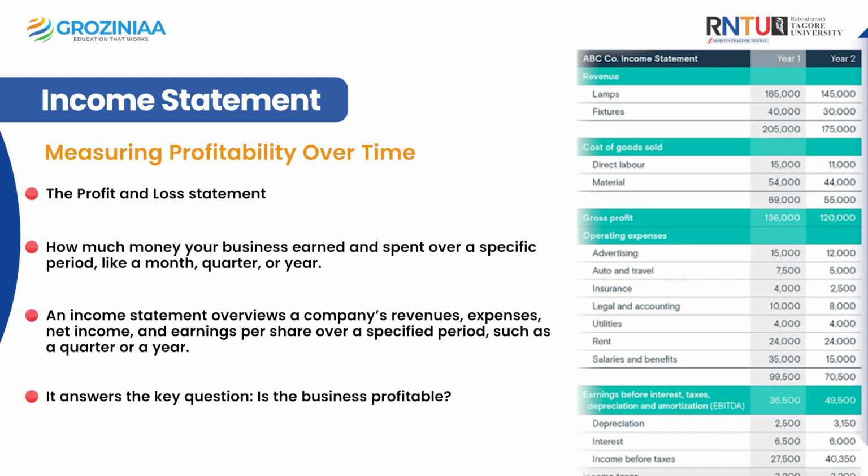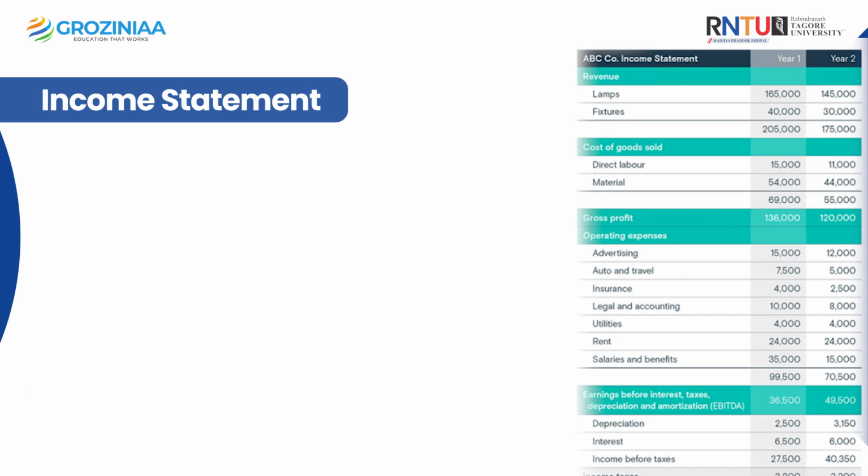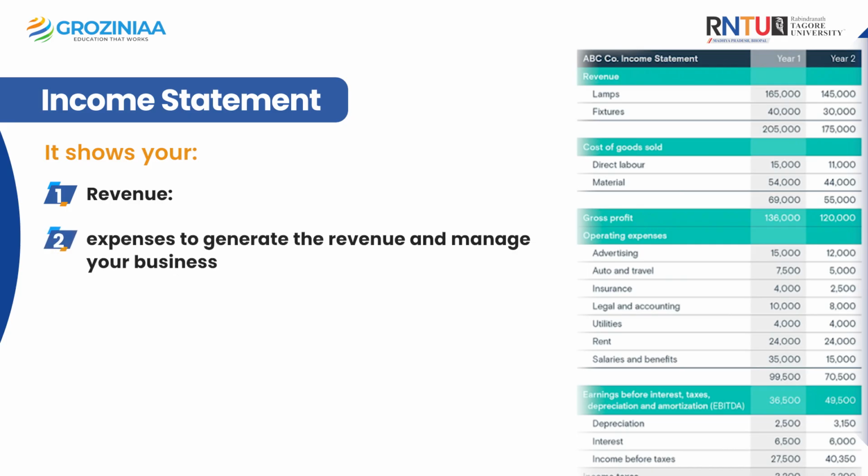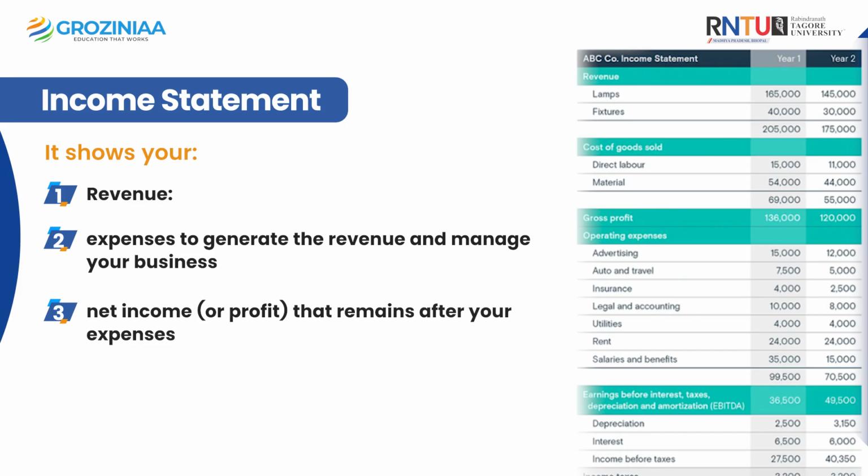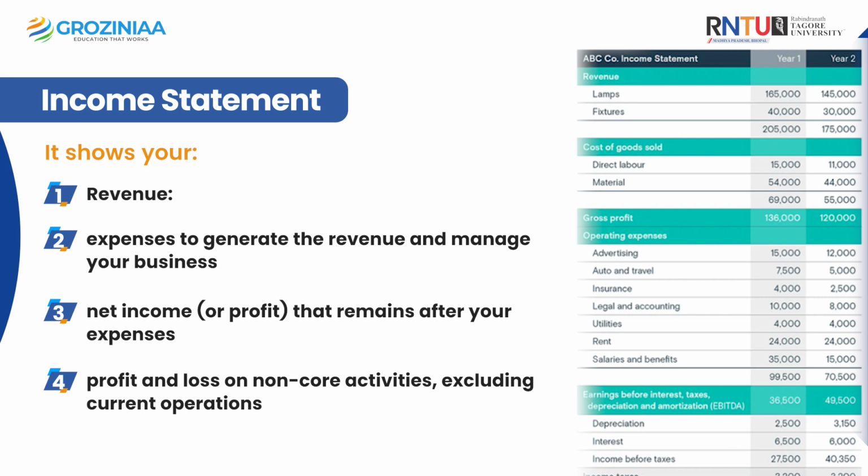This income statement will answer a few key questions. Is the business profitable? It shows your revenue from selling products or services. Second, expenses to generate the revenue and manage your business. Third, net income, that is profit, which remains after your expenses. Fourth, profit and loss on non-core activities, excluding current operations.